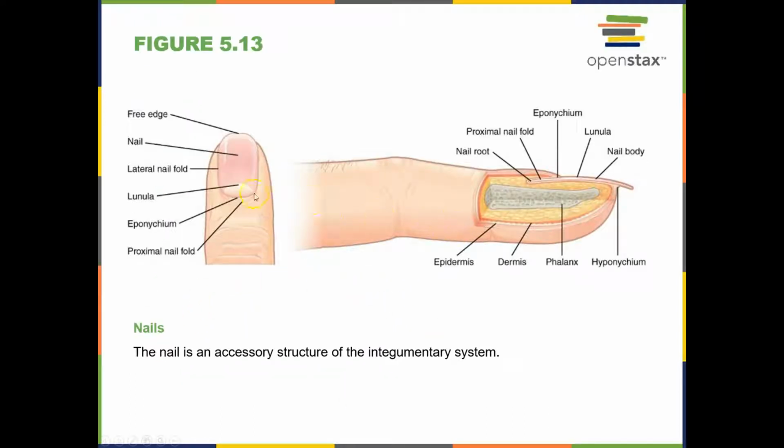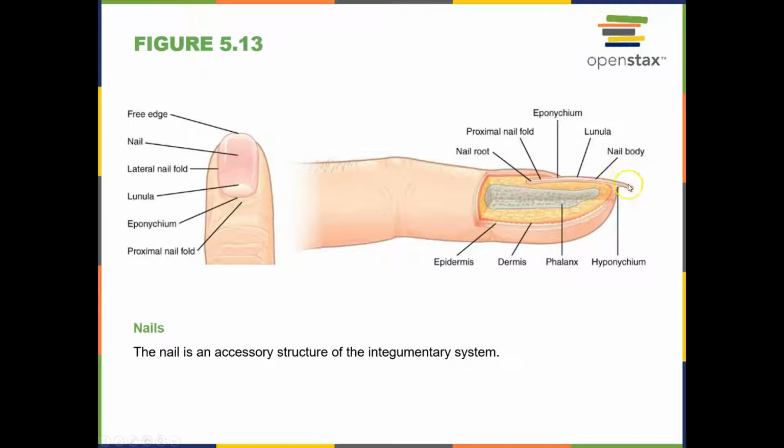So now let's look at our nails. So here's a nail. This is also a derivative of the epidermis. So it's a scale-like modification of the epidermis, that's really what a nail is, and it's composed of keratinized stratified squamous epithelium.